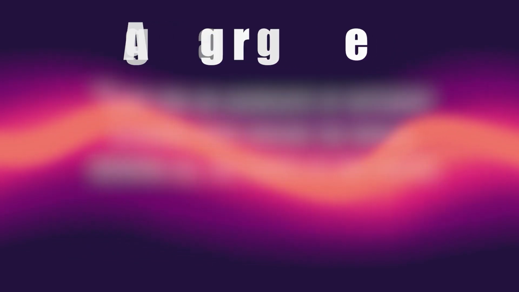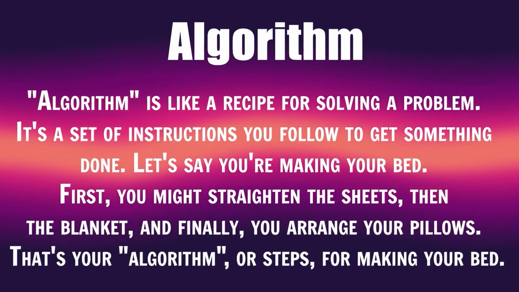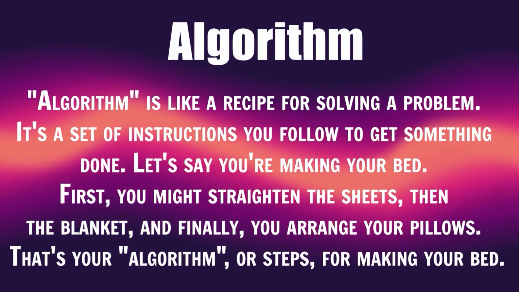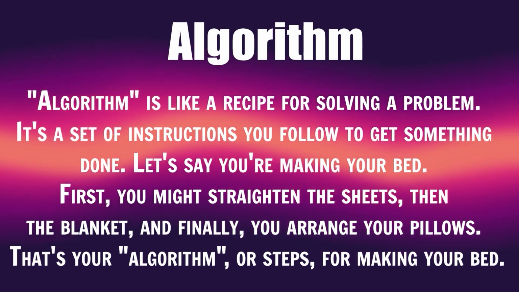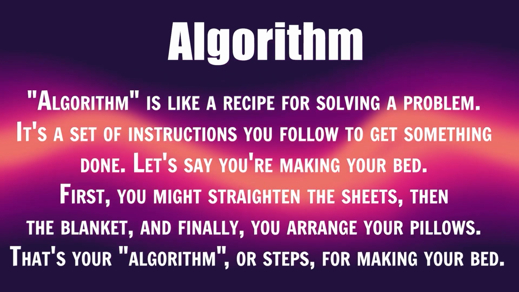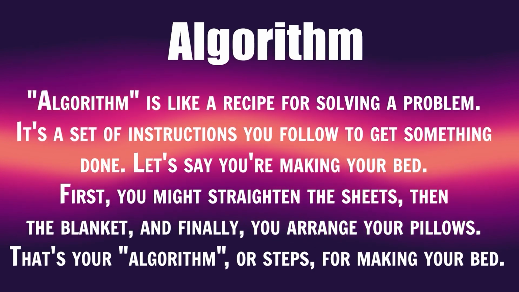Algorithm. Algorithm is like a recipe for solving a problem. It's a set of instructions you follow to get something done. Let's say you're making your bed. First, you might straighten the sheets, then the blanket, and finally, you arrange your pillows. That's your algorithm, or steps, for making your bed.